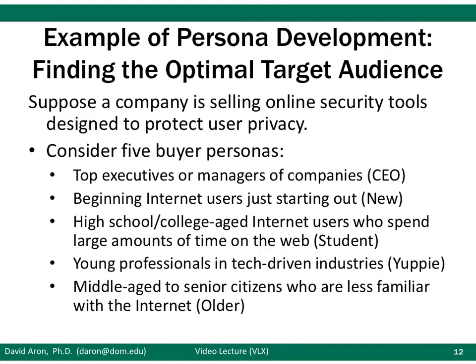So back to the example, selling online security tools, they came up with 5 different kinds of possible customers. Top executives of companies, beginning internet users, high school or college-aged users, young professionals, and middle-aged to senior citizens. And for each of those, they came up with a kind of code name: CEO, new, student, yuppie, and older, respectively.